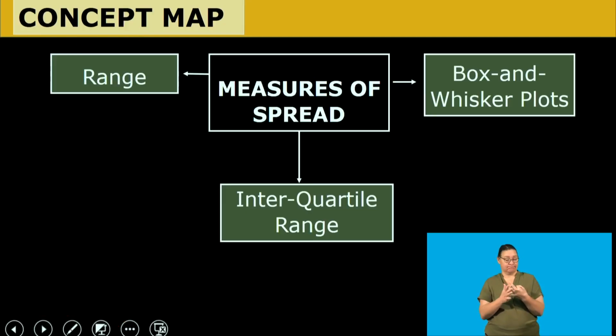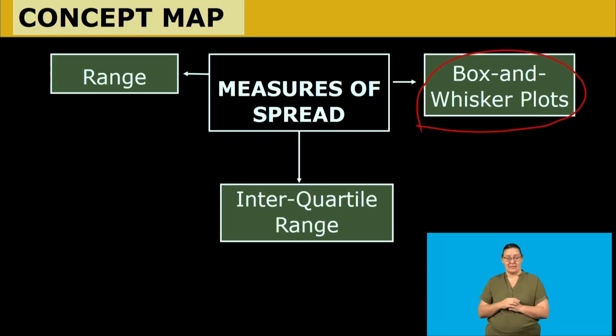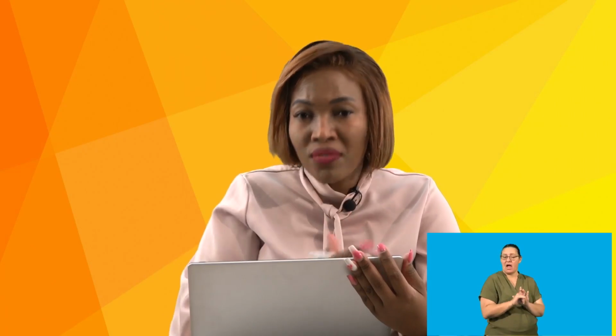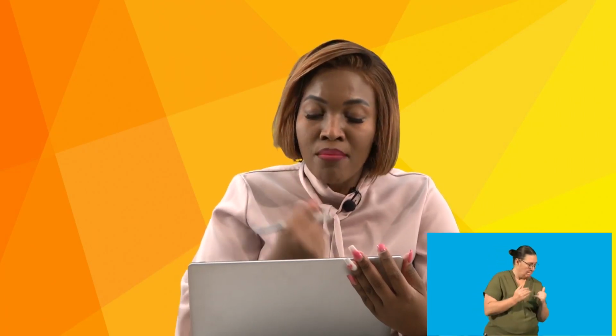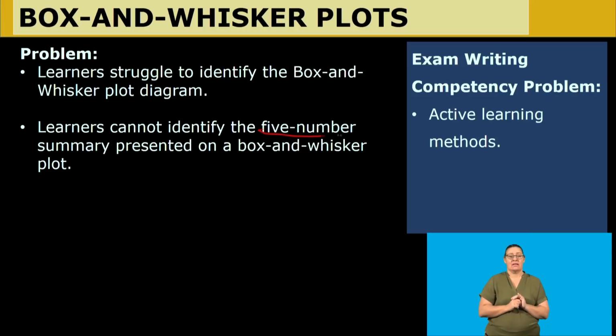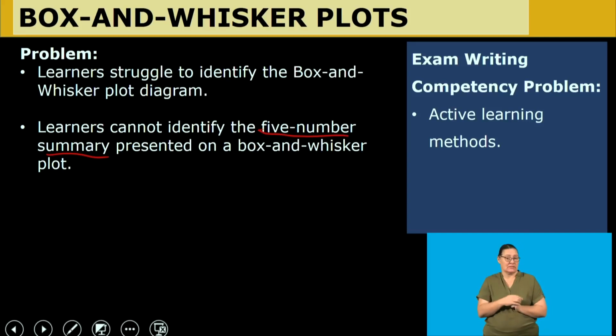And then our last item to look at is the box and whisker plot. So the common errors in this section of box and whisker is that learners struggle to identify the box and whisker plot diagram. So what happened here in the exam, learners were given a diagram and they were asked to identify the type of diagram. So learners did not know that it is called a box and whisker plot. Learners could also not identify the 5-number summary that is presented on a box and whisker plot. In this lesson, I'm going to show you when we talk about a 5-number summary, what it is exactly we are referring to.